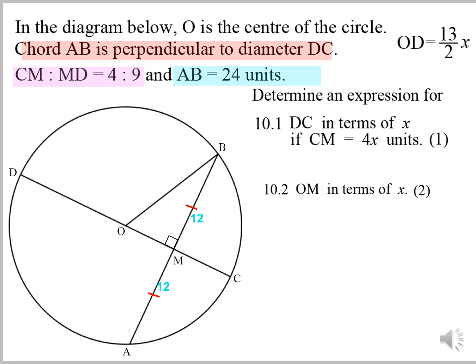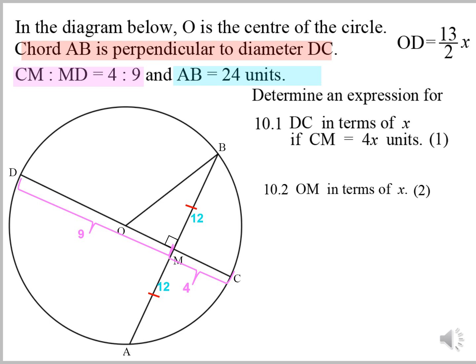What else do we need? The ratio. CM equals to MD. So here that is DM, and that one there is 9 units, and that one is CM, which is equal to 4 units. So we have got 4 units here, we have got 9 units there. That is the ratio CM to MD.